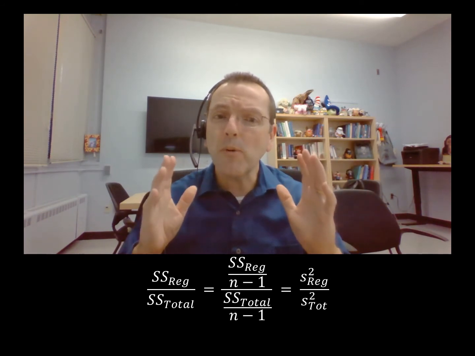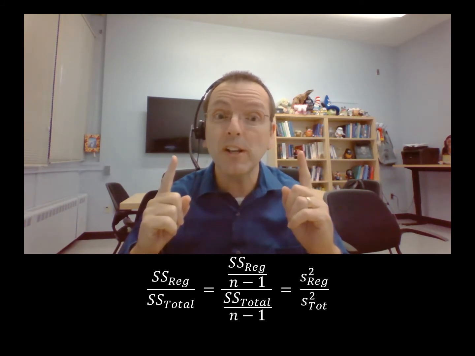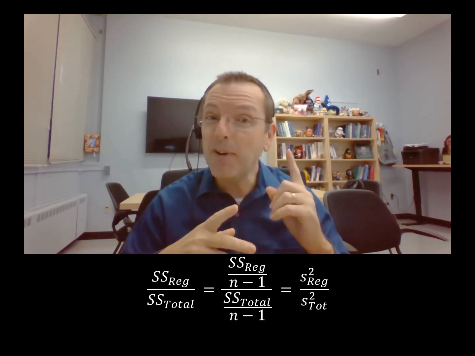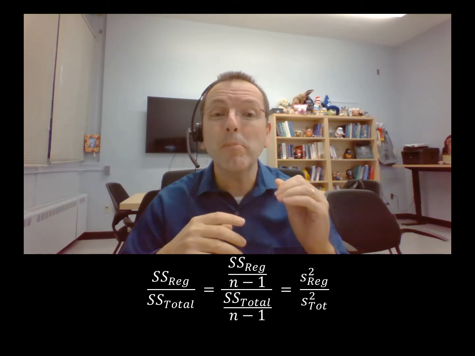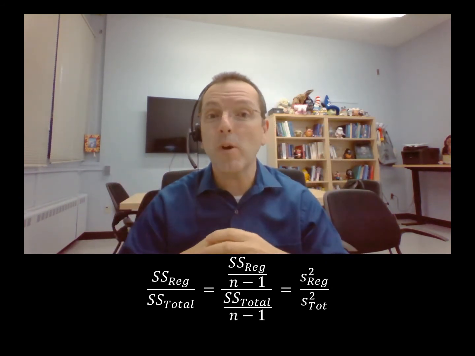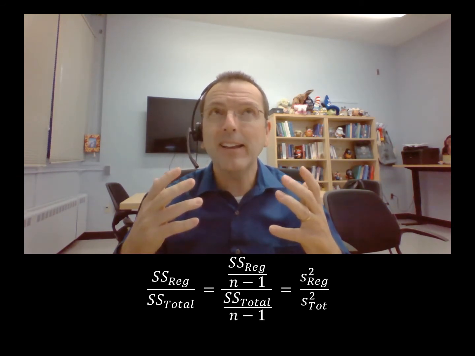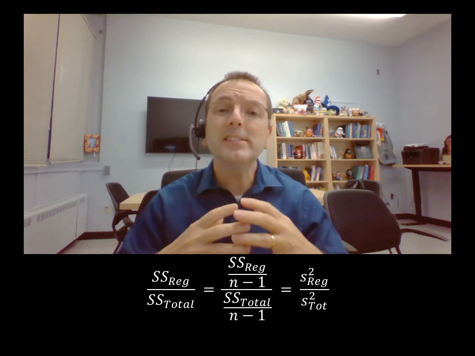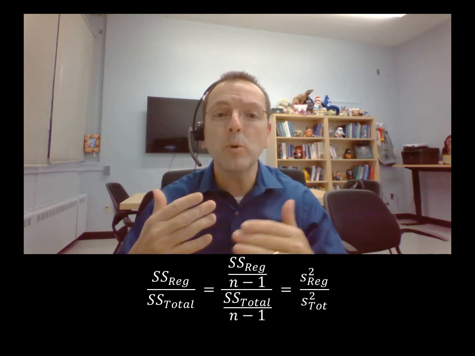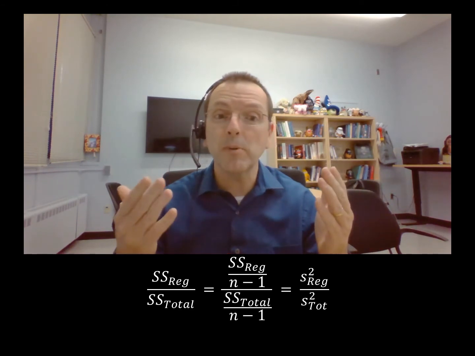Now, the sum of squares regression divided by the sum of squares total is the proportion of the sum of squares that's related to the regression equation. But it's also the proportion of the total variance in the outcome that's related to our regression equation. It's the same thing. Another way of saying this is that it's the proportion of the variance in our outcome that's related to or accounted for by the relationship that the outcome variable has with the predictor.